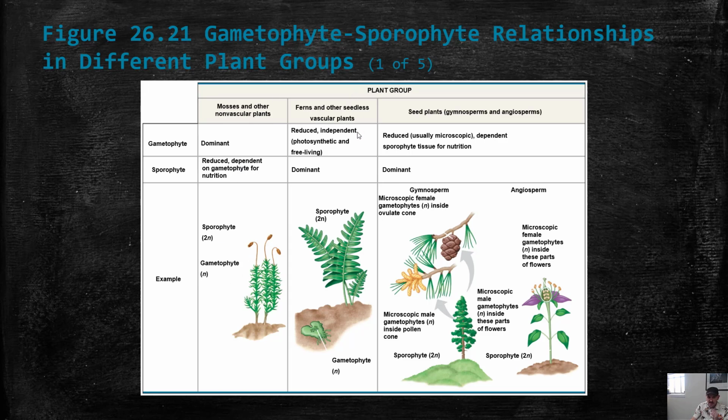In ferns and other plants that are related to ferns, they have a gametophyte that's small, but it's free living. It can photosynthesize on its own. The sporophyte, however, is dominant, meaning it's big and it lives a long time. And so here we see a gametophyte. Down in there would be where the archegonia are that produce eggs. When the egg gets fertilized, it grows into a new sporophyte like we see here.